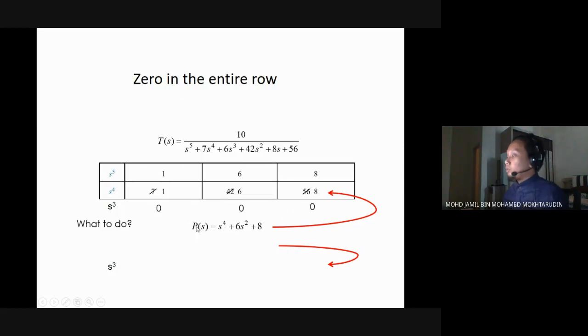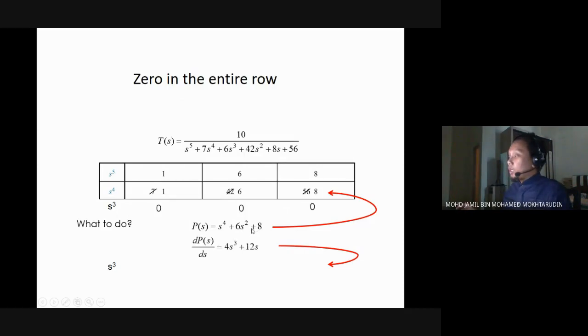And then you need to form a new polynomial. So in this case, you form a polynomial P(s) equals 1 s to the power 4 plus 6 s squared plus 8. You start with s to the power 4, and then s to the power of 2, and then s to the power of 0, or nothing. The numbers in the row represent the coefficients of the new polynomial. So you get s to the power 4 plus 6s squared plus 8.